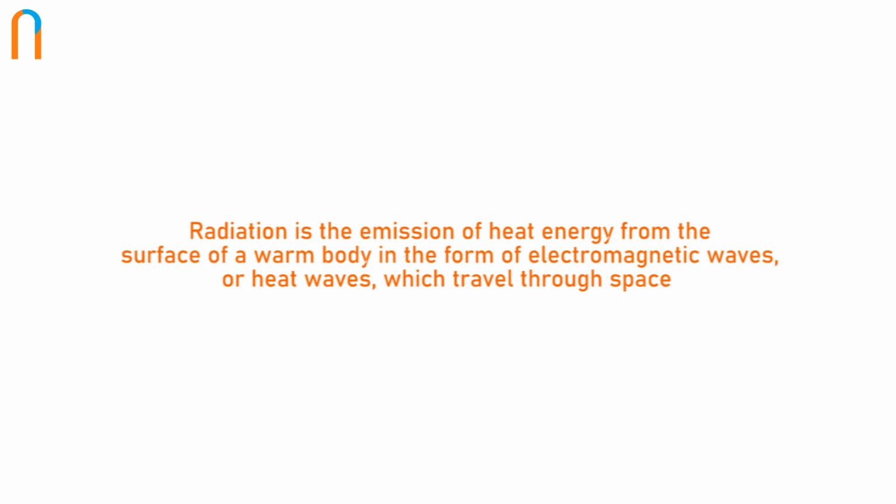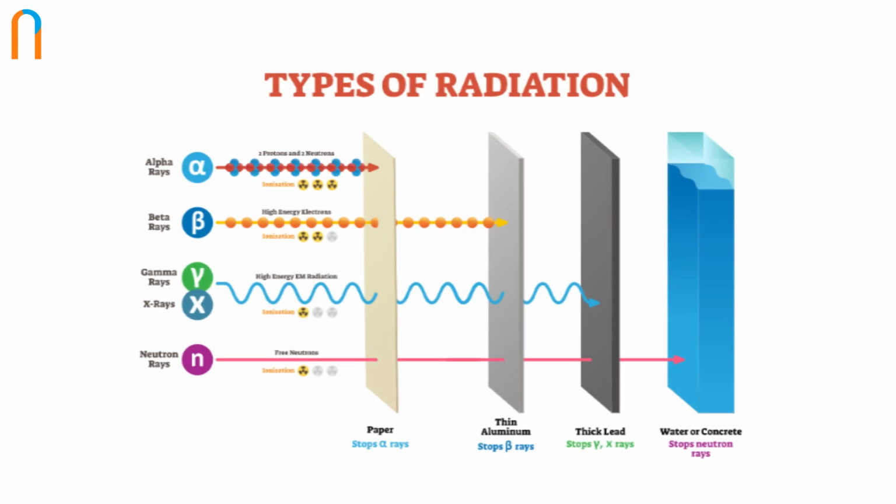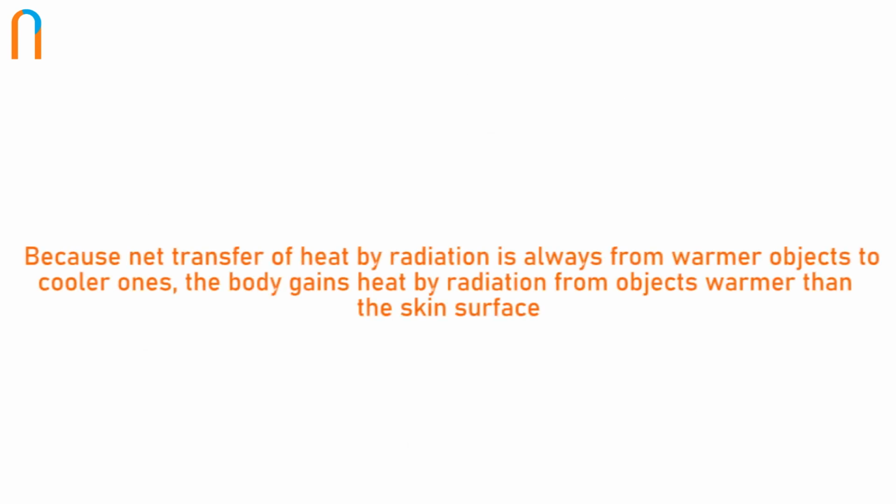Radiation is the emission of heat energy from the surface of a warm body in the form of electromagnetic waves or heat waves, which travel through space. When radiant energy strikes an object and is absorbed, the energy of the wave motion is transformed into heat within the object. The human body both emits radiant energy, a source of heat loss, and absorbs it, a source of heat gain. Whether the body loses or gains heat by radiation depends on the difference in temperature between the skin surface and the surfaces of other objects in the body's environment.